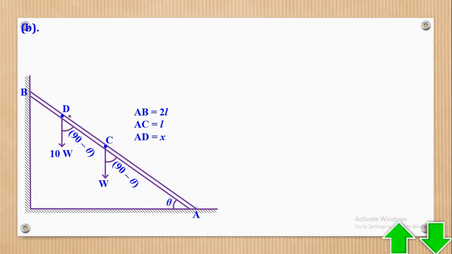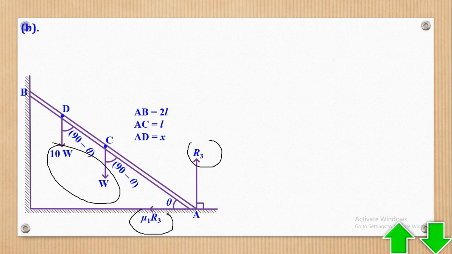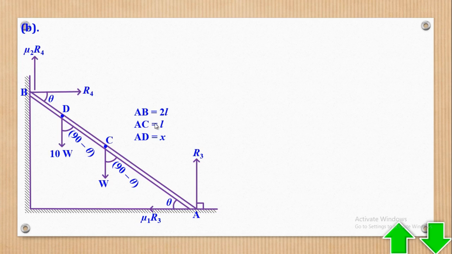So next is to show the normal reaction, which is R3. Now the reaction has to change because the weight has changed. When the weight changes, reaction also changes. So previously this was R1, now it becomes R3. There should also be friction there. Then also here the reaction will change. Previously it was R2, now it is R4, and there's also friction there. So now that is the sketch.